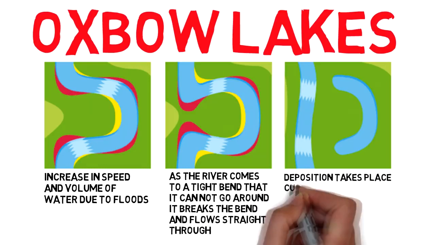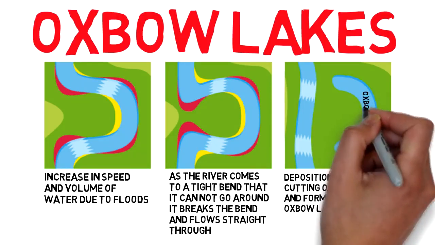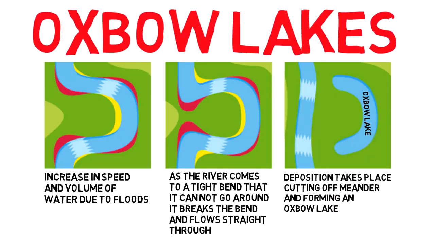The water which flows around the bend will now be flowing slowly, and so deposition will take place. Over time, the meander will become cut off from the main river because of deposition. The cut off meander is then called an oxbow lake.